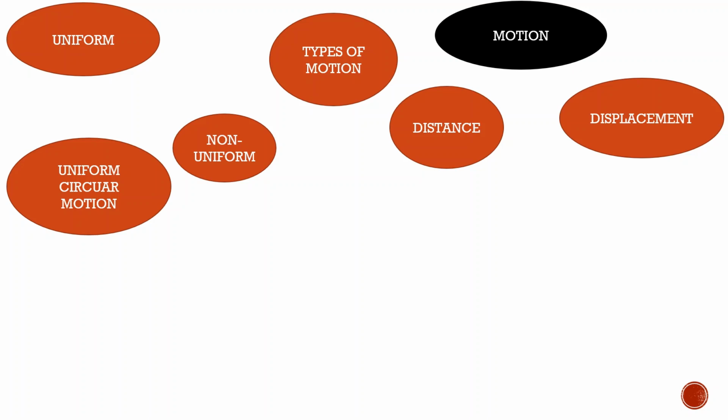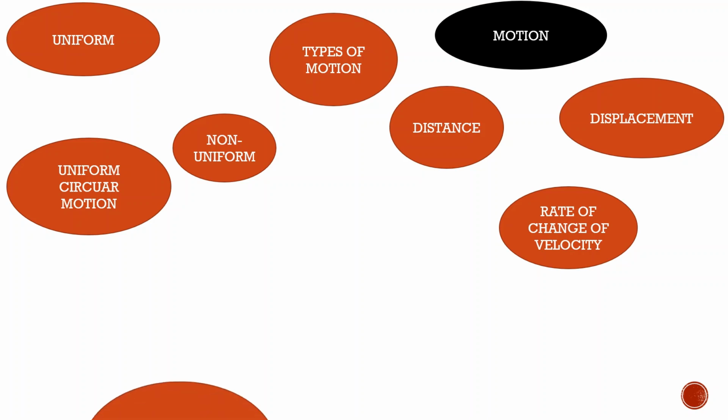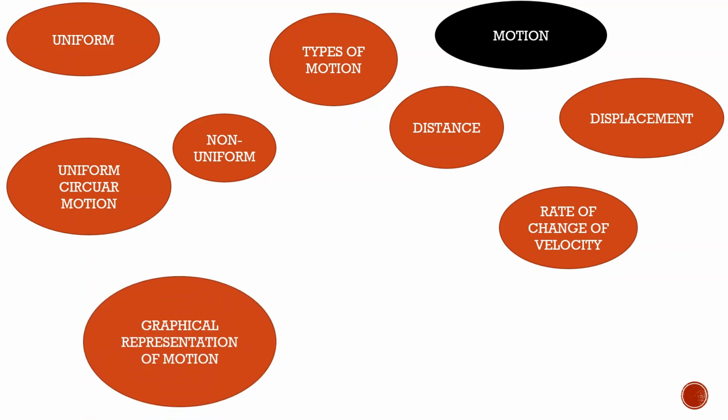The next one is rate of change of velocity. So rate of change of velocity is acceleration. We are going to learn about speed, velocity, average velocity and acceleration. The next important and interesting chapter is graphical representation of motion. It is a very interesting and important one. We'll be learning the equations of motion related to graphical representation of motion. Let's get started with today's topic.